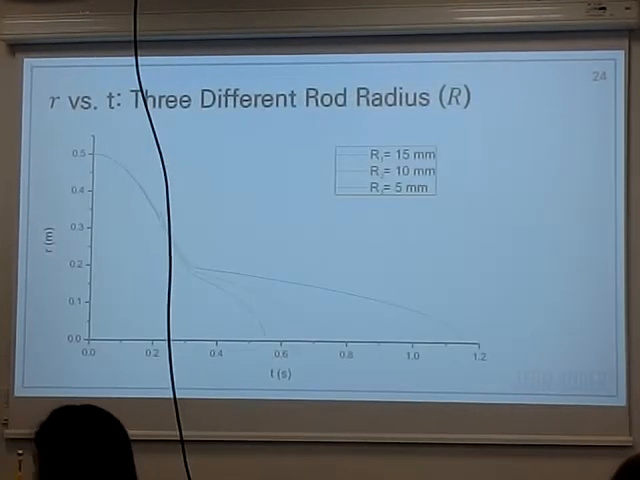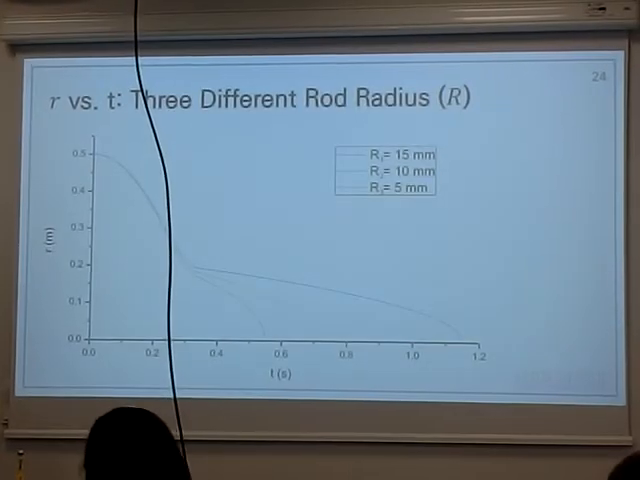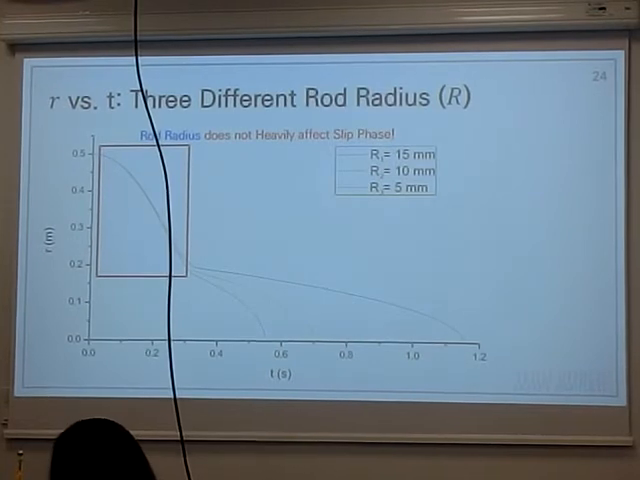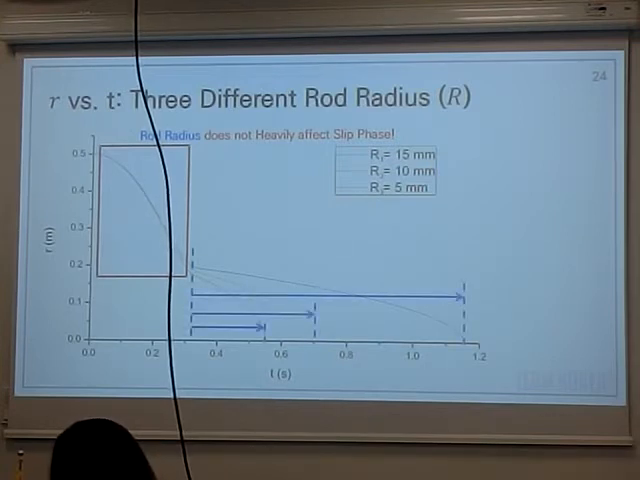And also testing three different rod radii, you can see that the rod radius does not heavily affect the slip phase as shown in this part. However, the non-slip phase is affected heavily by the rod radius. As you can see, the time duration for the non-slip phase differs when we change the radius of the rod.